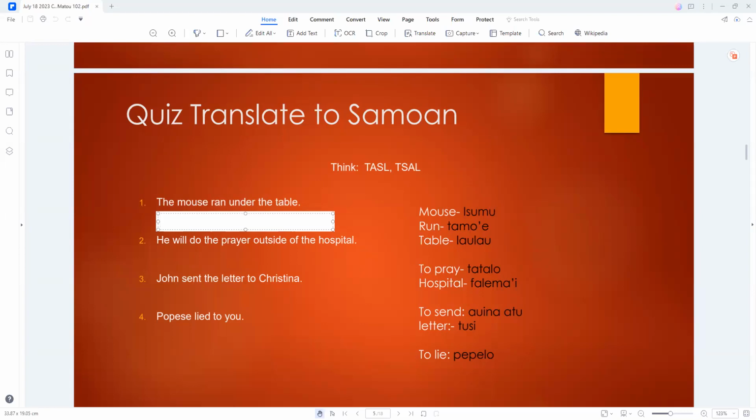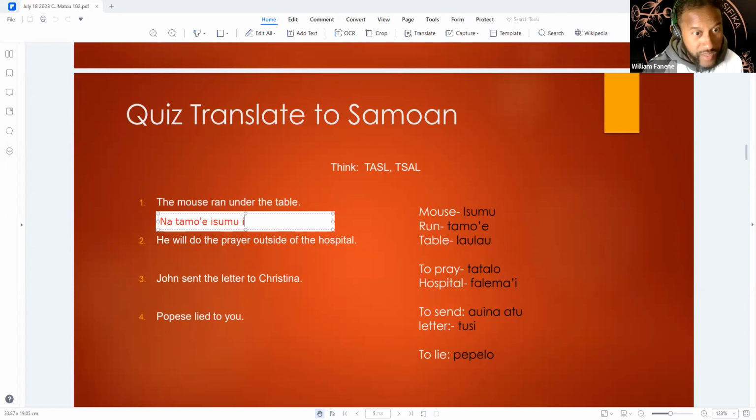Nā tamoe isumu ilalo o le laulau. Awesome, awesome. All right. Now, so we'll just go tense. Okay. Our action is tamoe. Okay. Isumu is our subject, and then we have ilalo o, under, and then le laulau, the table.